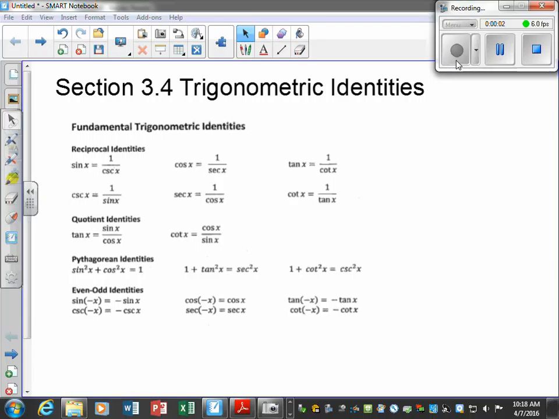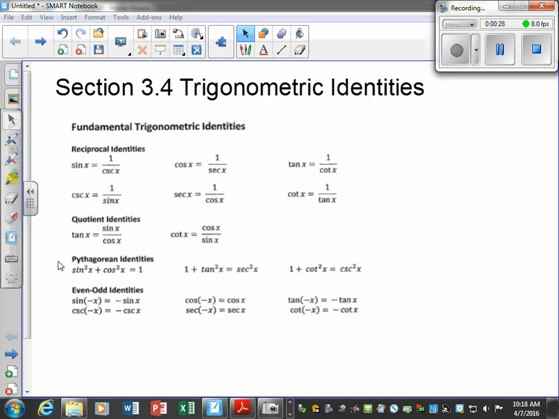Okay, today we're going to be talking about trigonometric identities. First of all, we're just going to go through the fundamental ones, and some of these you're familiar with already, are the reciprocal identities. We've talked about these. The quotient identities, where tangent x is defined by the sine of x over cosine, and cotangent is the cosine over the sine of x.